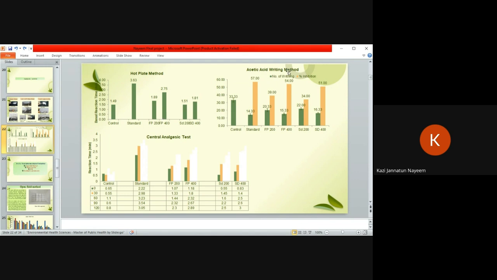Then the acetic acid writhing method. This is the standard. This is the footfall for the 200 concentration, and the footfall for the 400 concentration. This is the seeds for 200, seeds for 400. This is the central analgesic test. For this standard, we conduct the test at 0 minutes, 30 minutes, 60 minutes, 90 minutes, and 120 minutes.